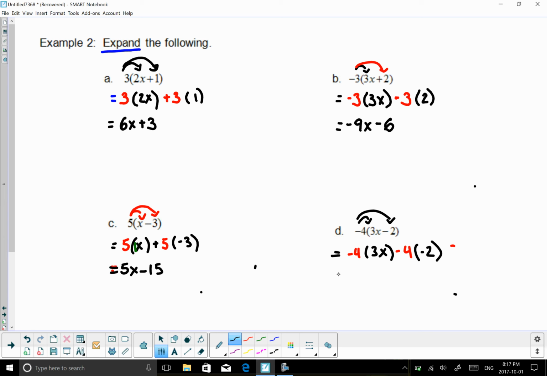So negative 4 times 3 is negative 12x. Negative 4 times negative 2 is negative. Is it negative? I almost caught myself there. So negative times a positive is a negative. But a negative times a negative is a positive. So negative 4 times negative 2 is positive.